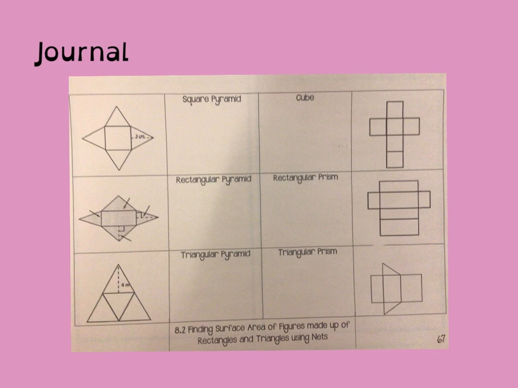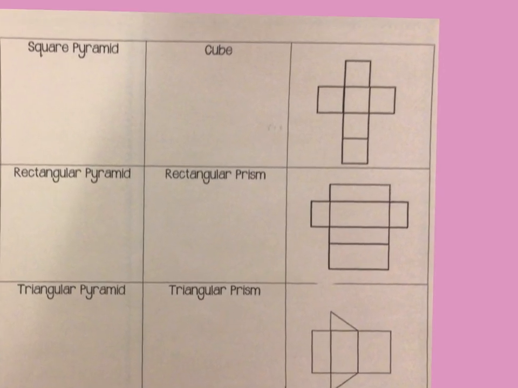All right, students, you need to turn to page 67 in your journal. You'll find this sheet there. And this is kind of your notes for finding surface area. Now, we're going to take a look at the right-hand column. The left-hand column we'll talk about in the next lesson, because we're talking about prisms today.